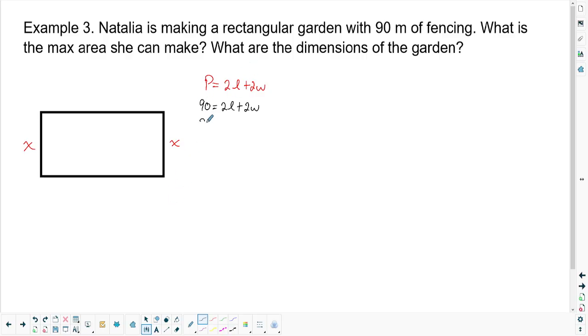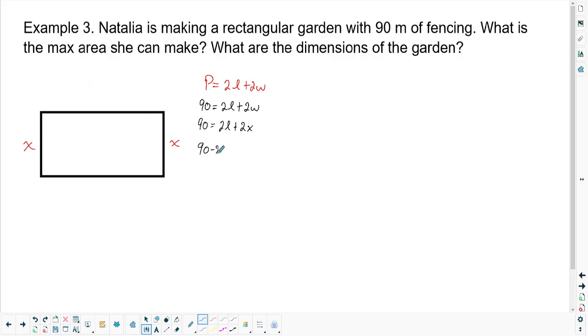And we called one of them x. So let's say 90 here. Sorry. 90, the length we didn't label, so 2L plus 2x. So then what I'm going to do is figure out what the length would be. So I'm going to solve for L here, because I'm trying to figure out the length.